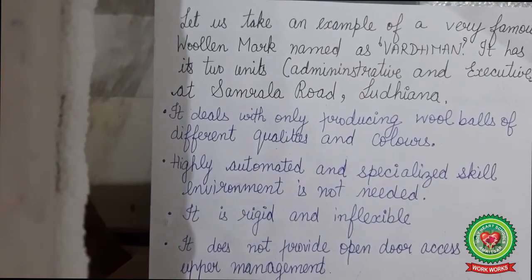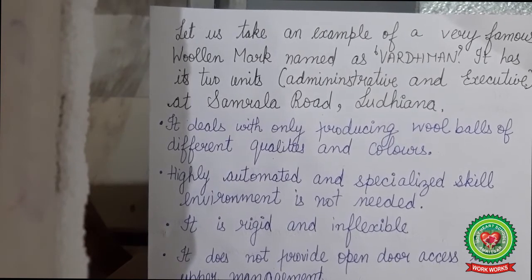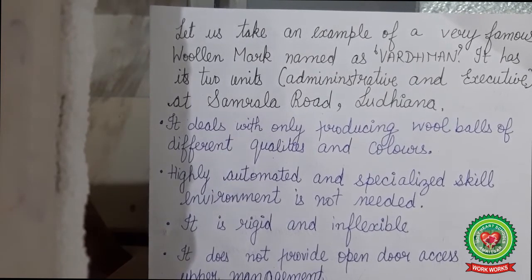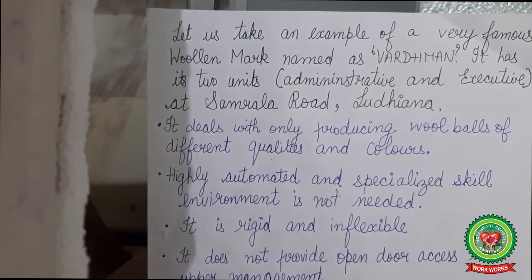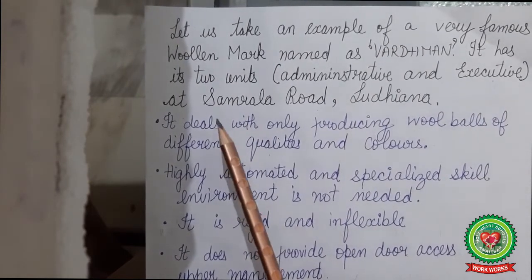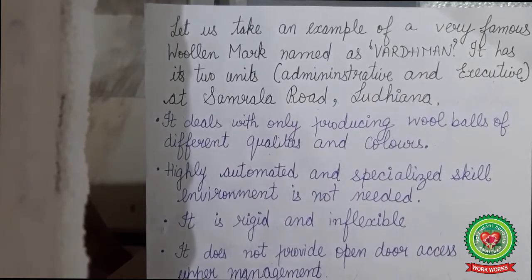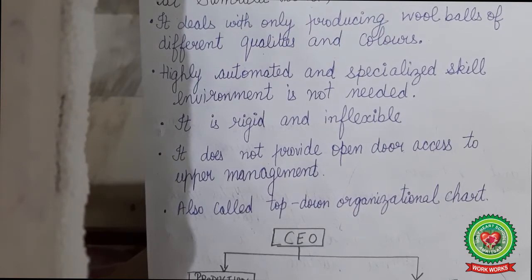Let us take an example of a very famous woolen brand named Vardhman. You people are very familiar with this trademark, as your grandmothers and mothers knit your sweaters made of such wool. It has two units. One is the administrative unit, the other is the executive unit. It is located at Samrala Road, Ludhiana. Why am I discussing this particular organization? Because we are going to study line organization, where the units are not large in number and the process is quite simple and old. So this name is a very old and traditional name. We know this company for the last so many years.